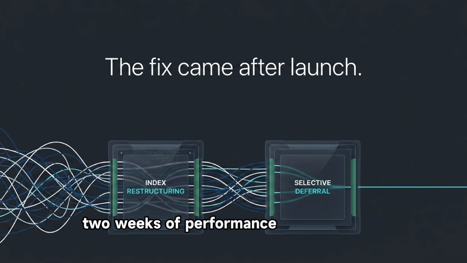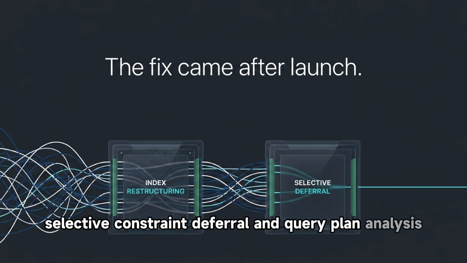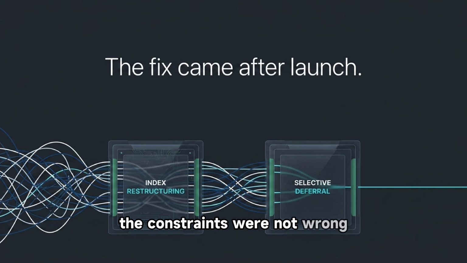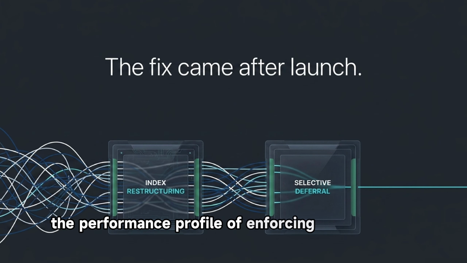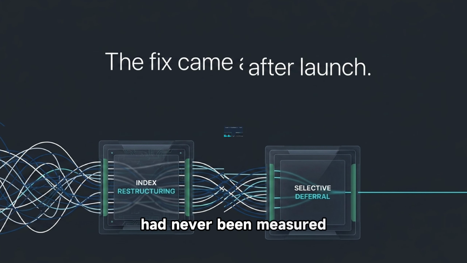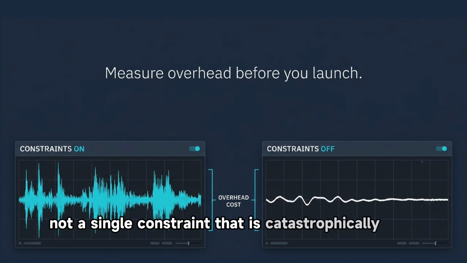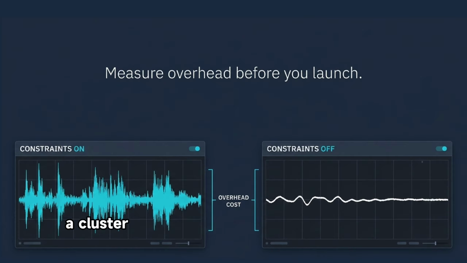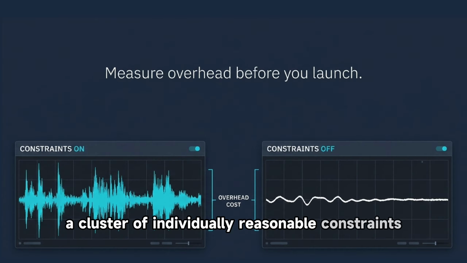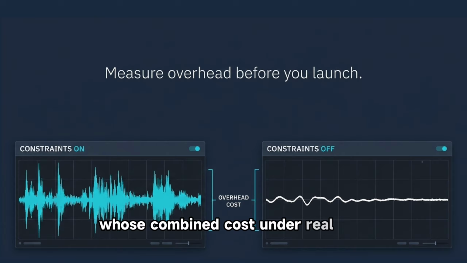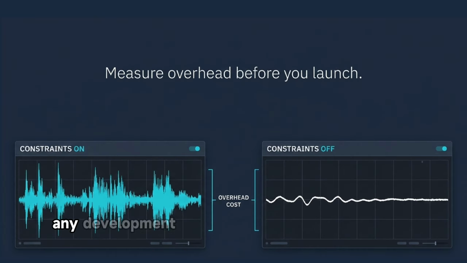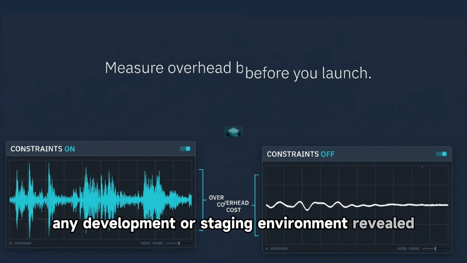2 weeks of performance work followed, including index restructuring, selective constraint deferral, and query plan analysis. The constraints were not wrong. The performance profile of enforcing them at scale had never been measured. This is the constraint performance problem in its typical form. Not a single constraint that is catastrophically slow, but a cluster of individually reasonable constraints whose combined cost under real load exceeds what any development or staging environment revealed.